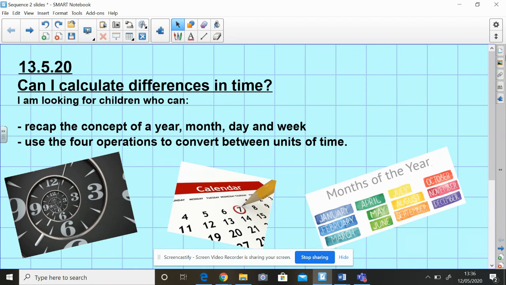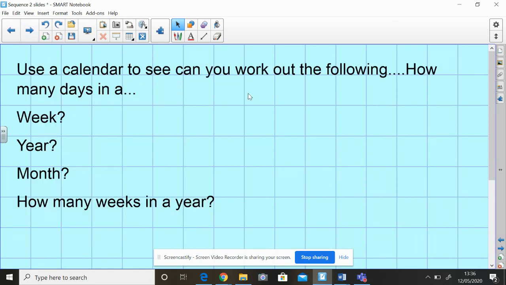Back today with some more maths with Miss Markwell, and today we're looking at calculating the differences in time. So we did some time yesterday, and we're on to some more time today. So this first slide, you might want to pause and do this before you move on to the other ones.